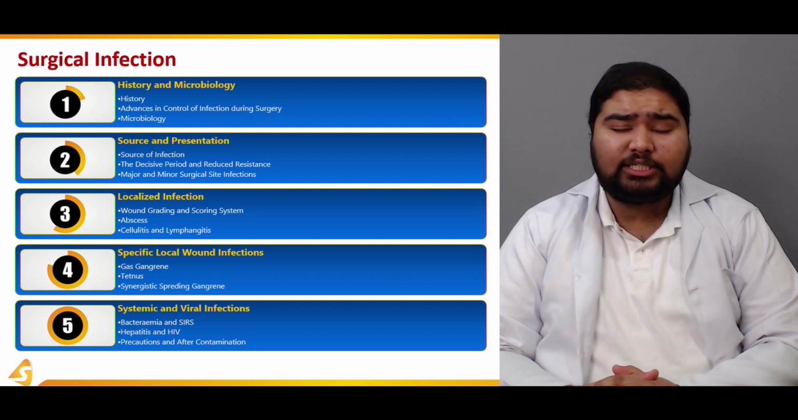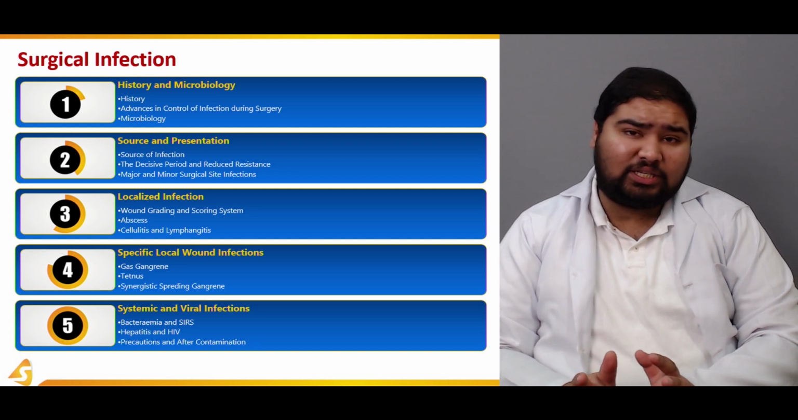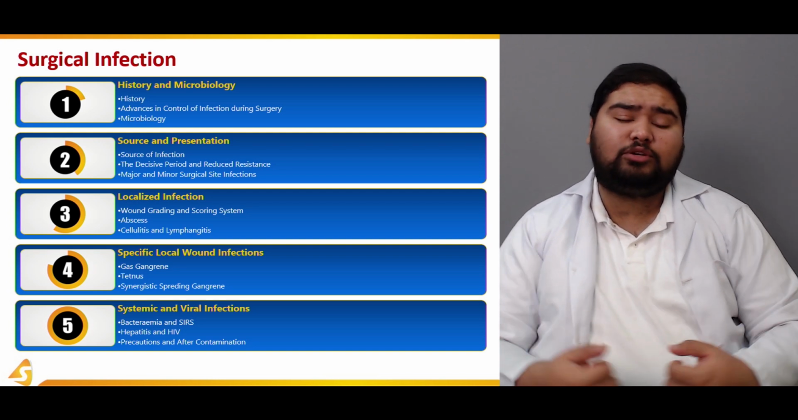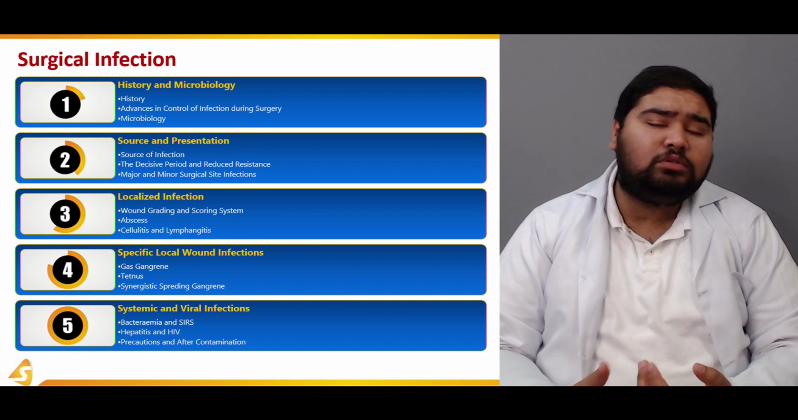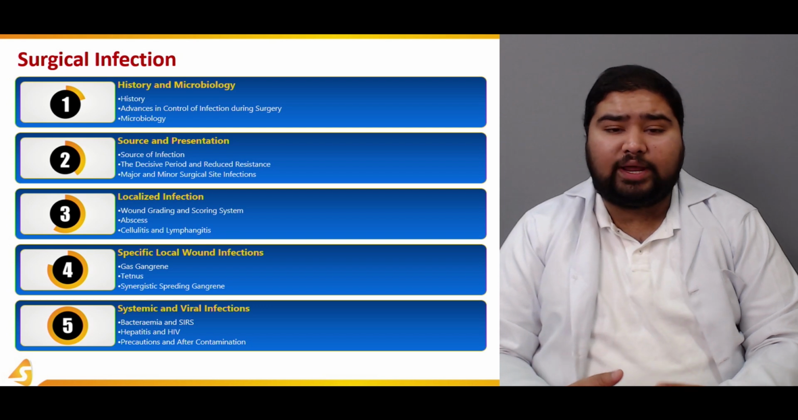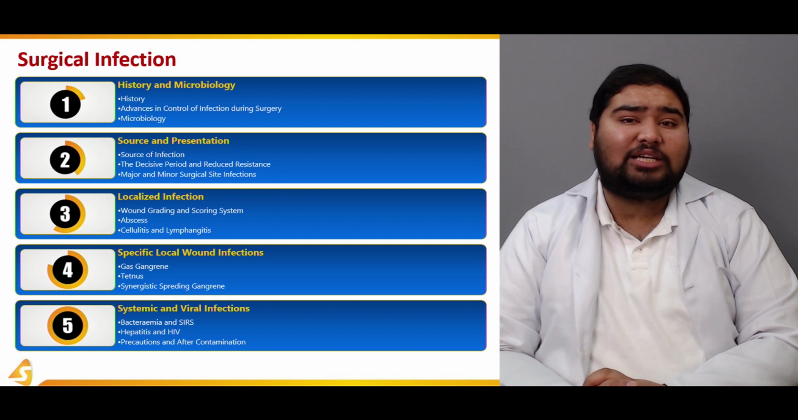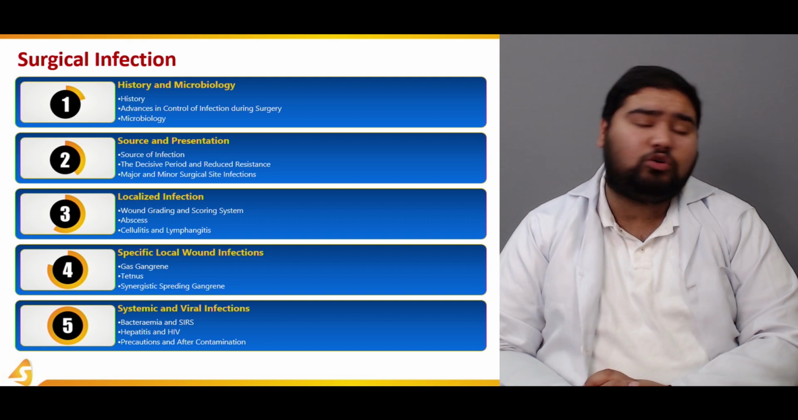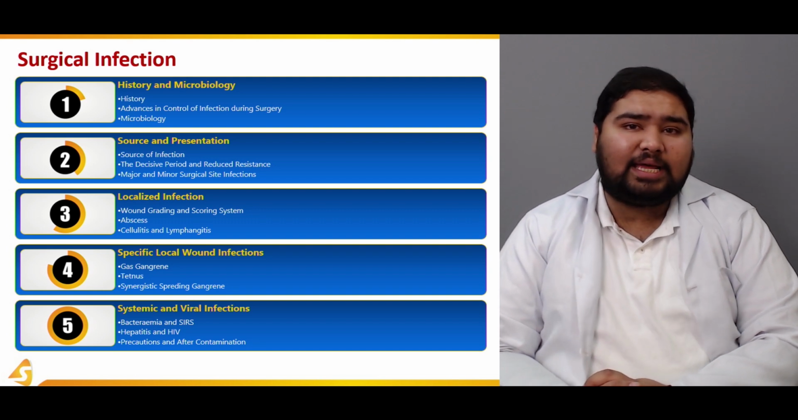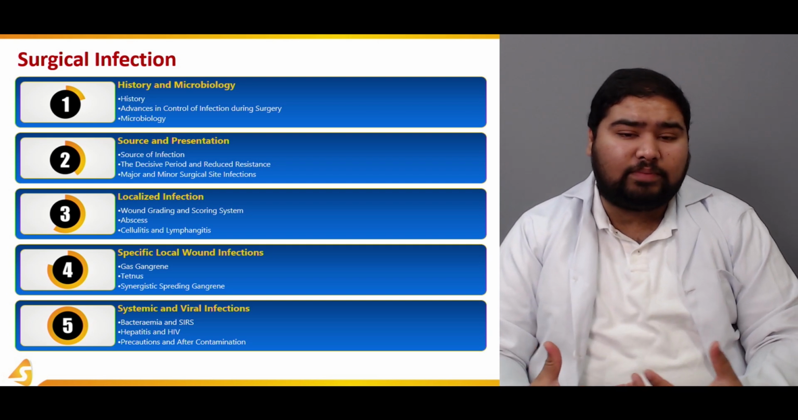In the third section, we'll talk about a localized infection, an infection that has not yet spread to the entirety of the body. We'll grade and score the wound according to various grading and scoring systems. We'll talk about an abscess. We'll see what an abscess actually is and how do we identify an abscess and manage it. And then we'll talk about cellulitis and lymphangitis. We'll see what these terms mean and how to manage them.